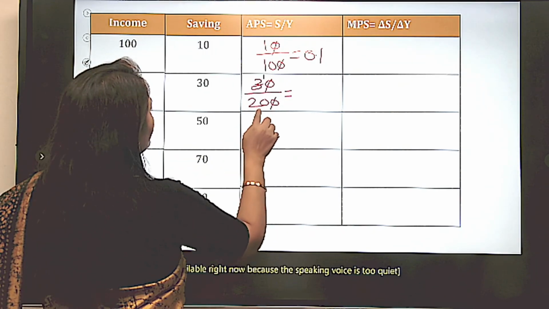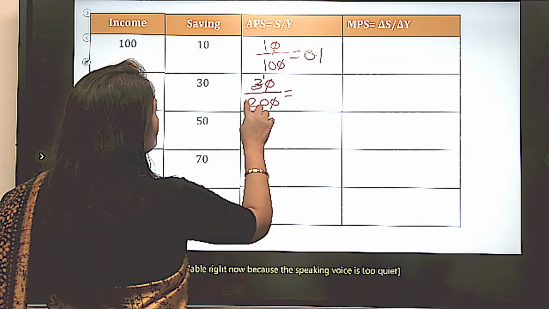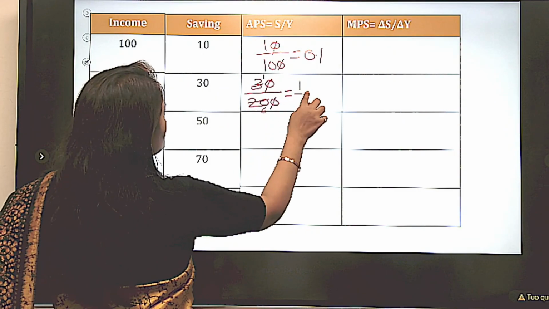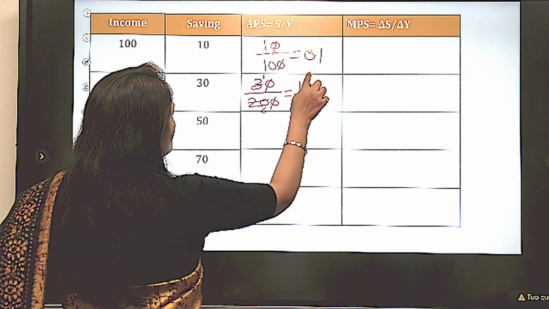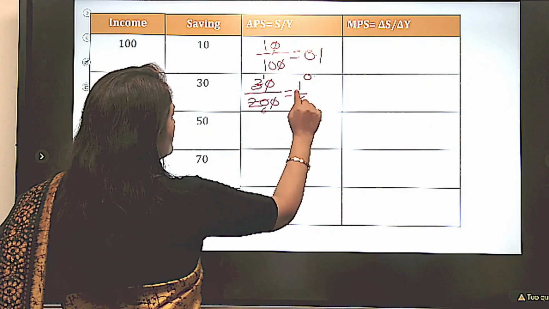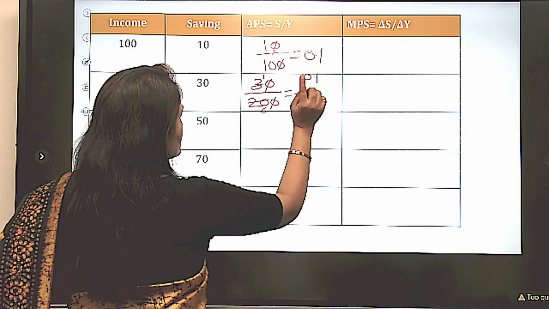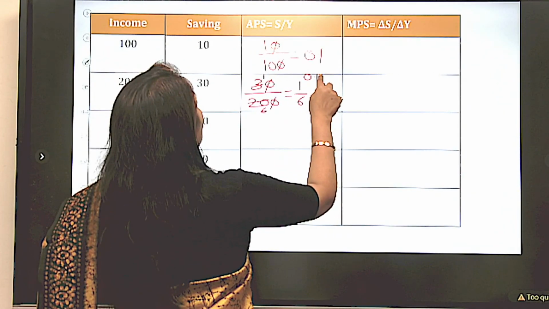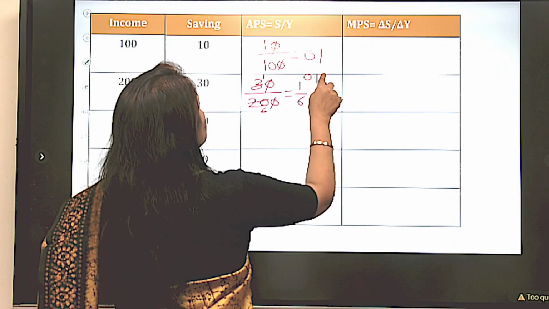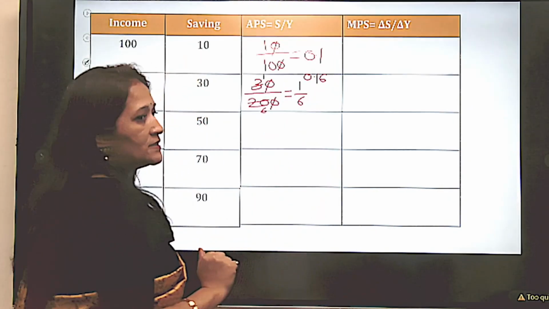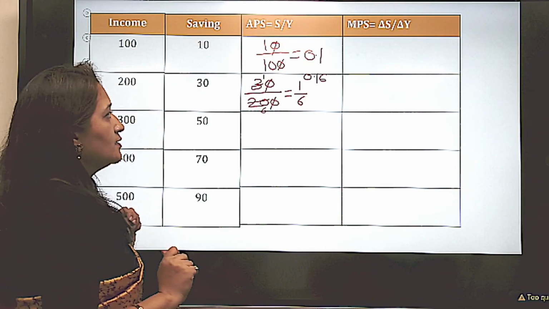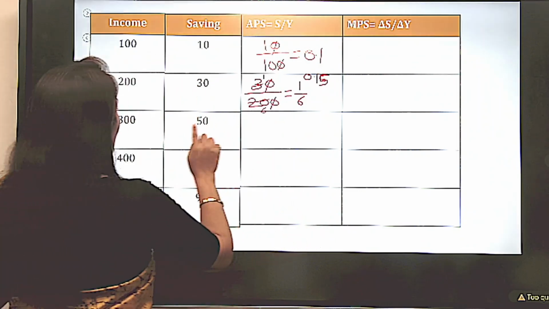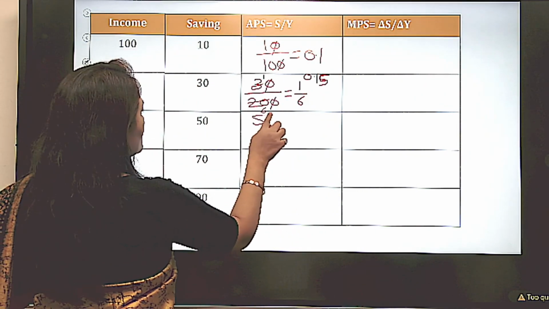Am I doing correct? 3 ones are 3, 3 sixes are 18, 1 upon 6. So 6 zeros are 0, 6 ones are 6, 4 7 6 6 6 are 0.16. Okay, 0.1615, you will get the answer. Okay, now we can do it for the remaining.